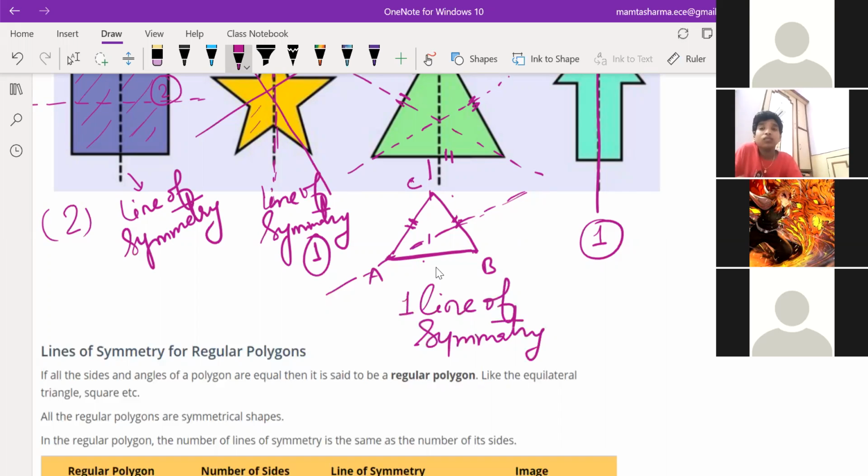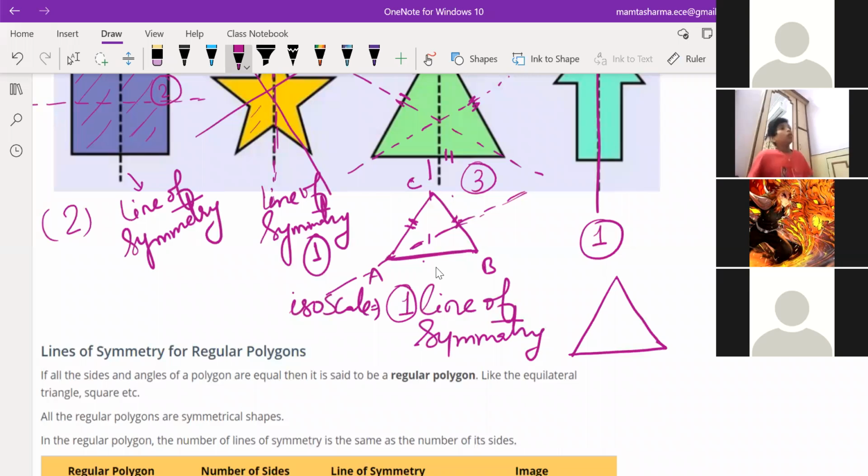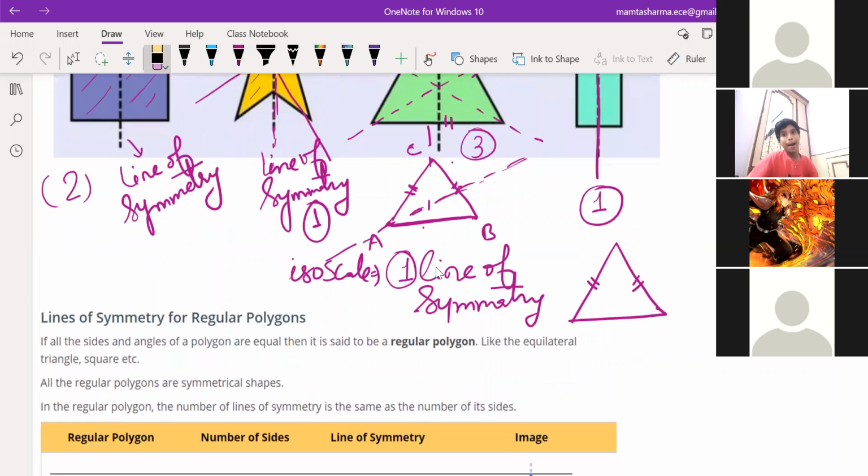Okay, clear? In an equilateral triangle there could be 3 lines of symmetry. In an isosceles triangle there would be only one line of symmetry. You may note down, this is for isosceles. Ma'am, can you draw that triangle once again? Isosceles, yes, when two sides are equal. When two sides of a triangle are equal, you can say this is an isosceles triangle. Okay, I can draw.